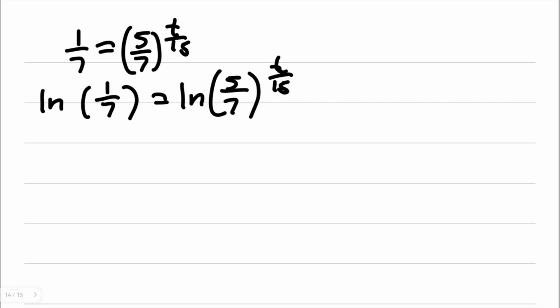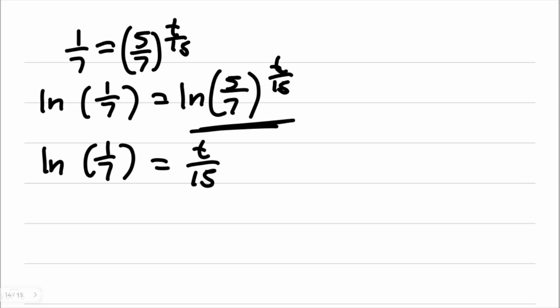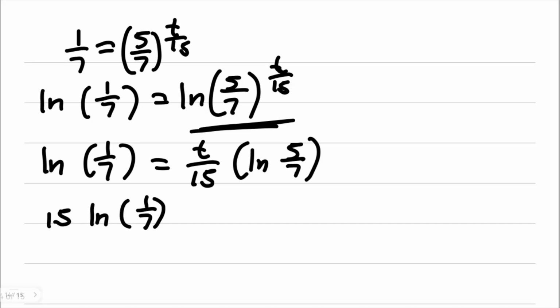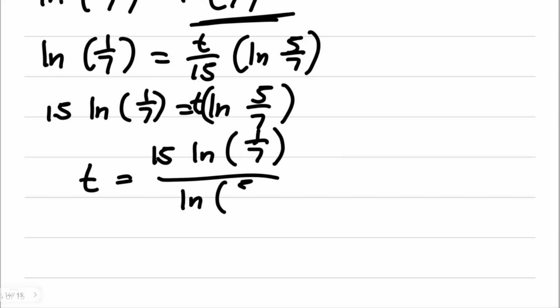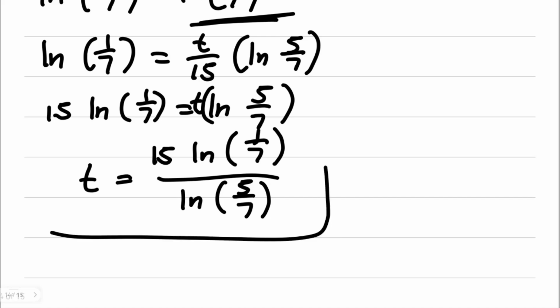Then, by the use of the rules for logarithm, you have the natural logarithm of 1/7 is equal to t over 15 times the natural logarithm of 5/7. Multiplying 15 to both sides, 15 times the natural logarithm of 1/7 is equal to t times the natural logarithm of 5/7. And solving for t finally, you'll have 15 times the natural logarithm of 1/7 over the natural logarithm of 5/7. This would be the final form of our t.